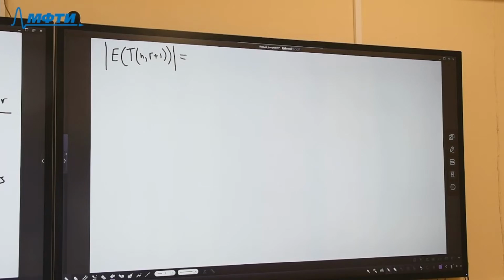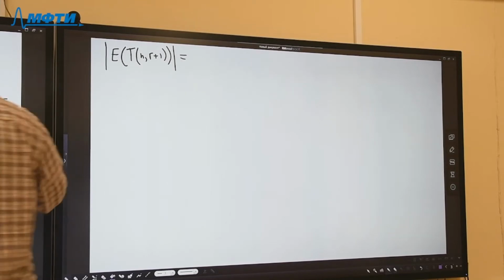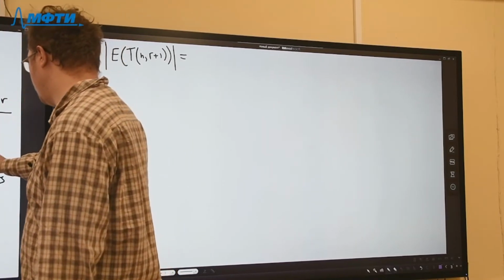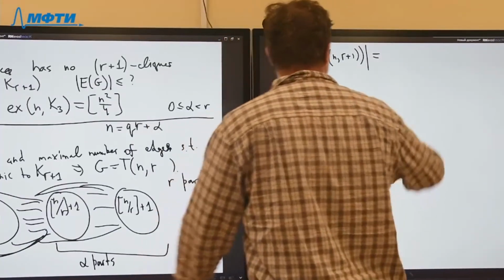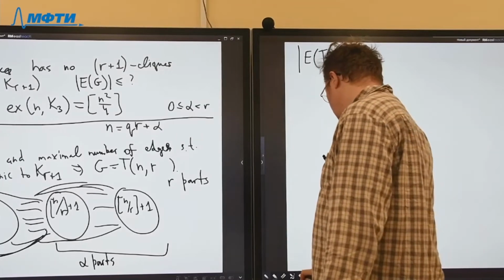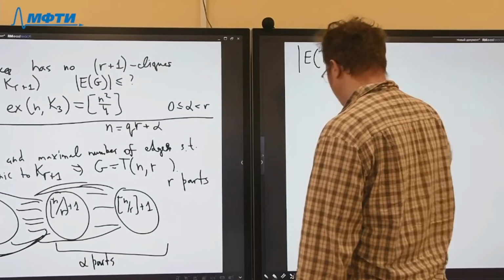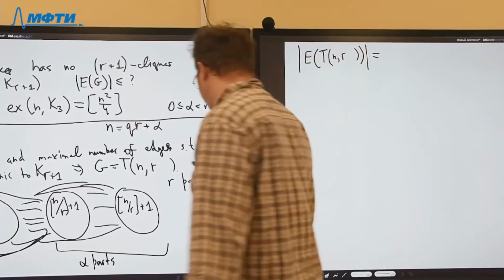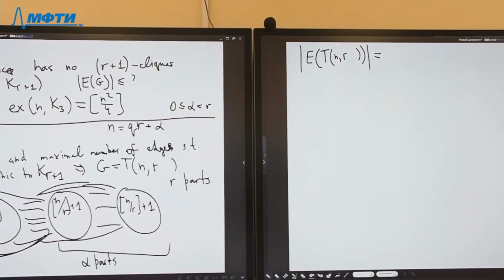Yeah, so it's not 3641. And also, yeah, I misprinted. So actually, this graph, I suppose, is denoted by T(n, r), not just T(n, r plus 1), because we divided over r.